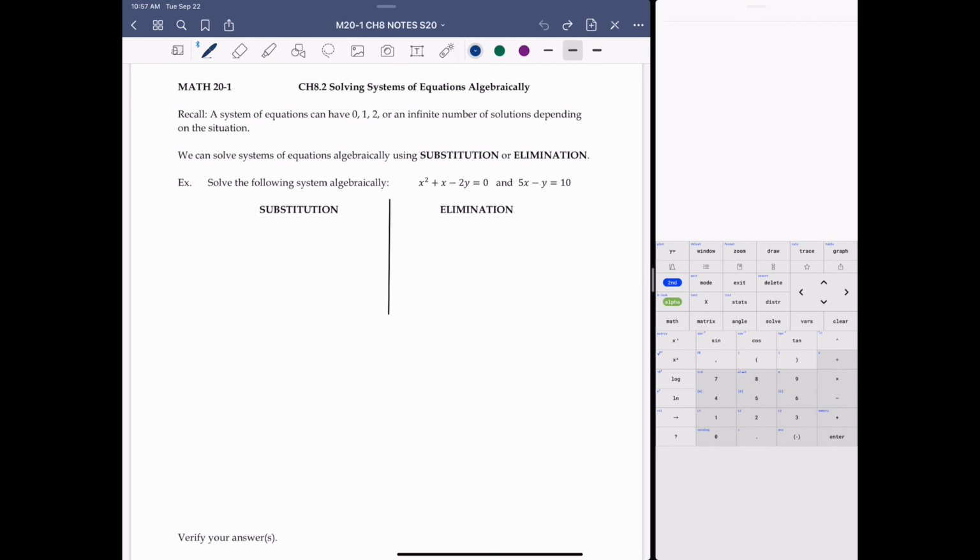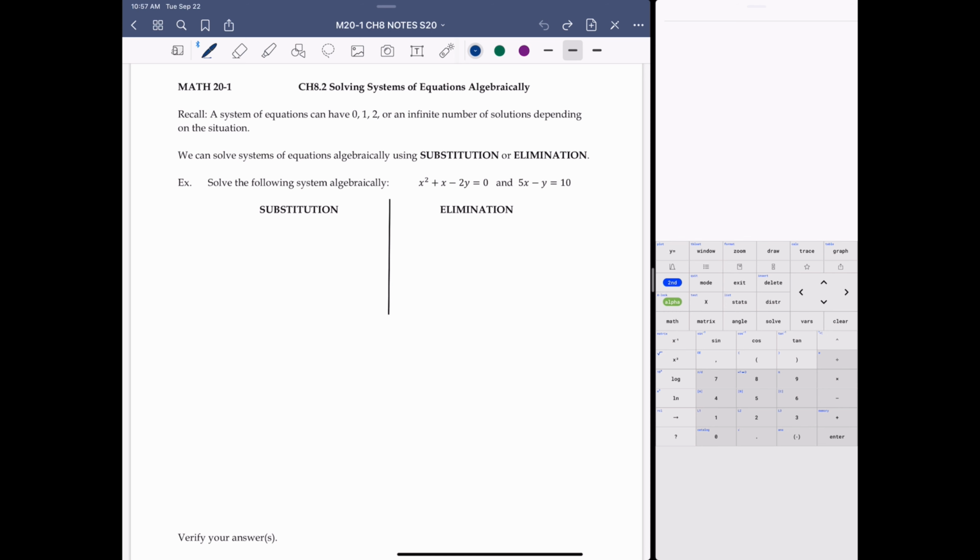This lesson is on chapter 8.2, solving systems of equations algebraically. Recall a system of equations. We can have 0, 1, 2, or an infinite number of solutions depending on what type of functions we have in our system. We can solve systems of equations algebraically using substitution or elimination. Those are methods that we saw in Math 10C with linear systems of linear equations.